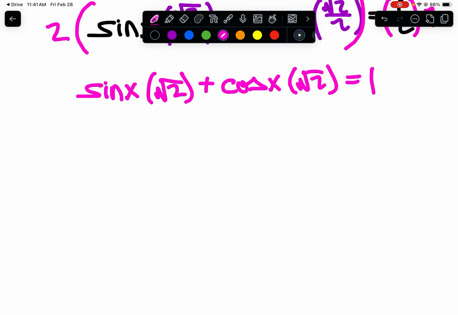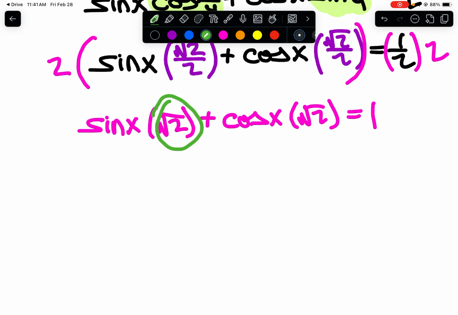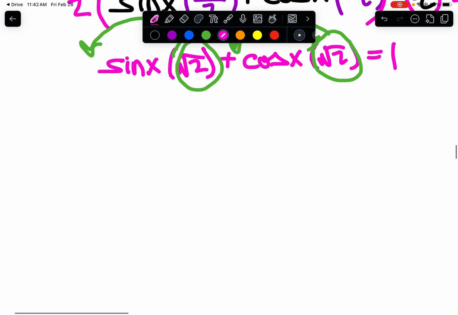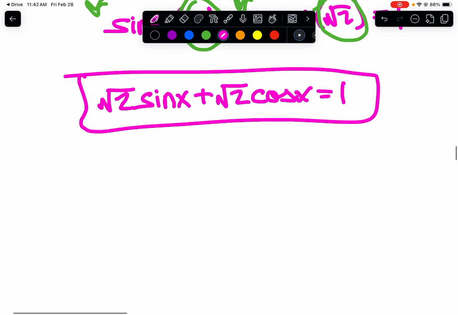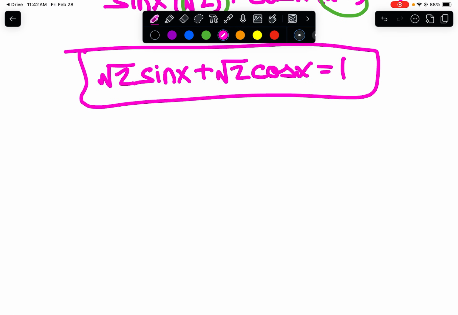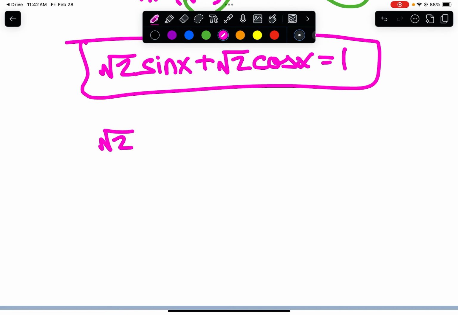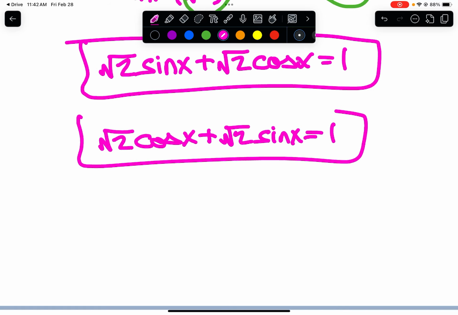And then from here, we're going to take the root 2's and turn them into coefficients. We want to write those in the front. It's not mathematically any different if you leave them in the back, but we just like to write them as coefficients. So root 2 sine of x plus root 2 cosine of x is going to equal 1. Now, this is one way you could write it. Addition is commutative, so the order doesn't matter. You could also rewrite it as root 2 cosine x plus root 2 sine x equals 1, and that's the same exact thing.